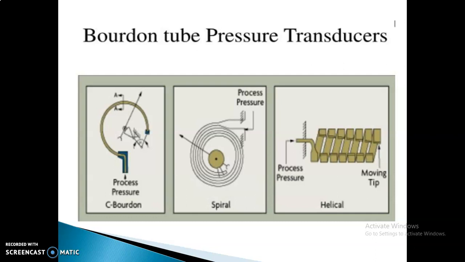Next one is your spiral, and in the center portion it consists of a pointer section. Next one is a helical, which is nothing but the combination of linear and spiral motion. So helical gives both rotation as well as linear motion, and it consists of a moving tip.